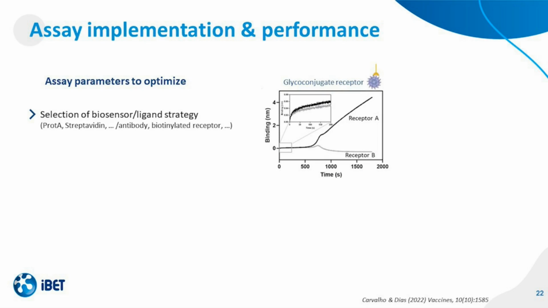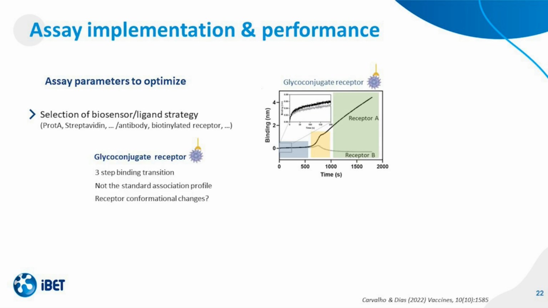To implement this type of method, one of the first parameters to consider is to select the best biosensor or ligand strategy. To select the best approach, several parameters should be evaluated, meaning the binding magnitude and the association profile, and we should take into consideration how we will do the data analysis of the processed kinetic data, if we are using an initial slope, or if we are looking at the response at the equilibrium.